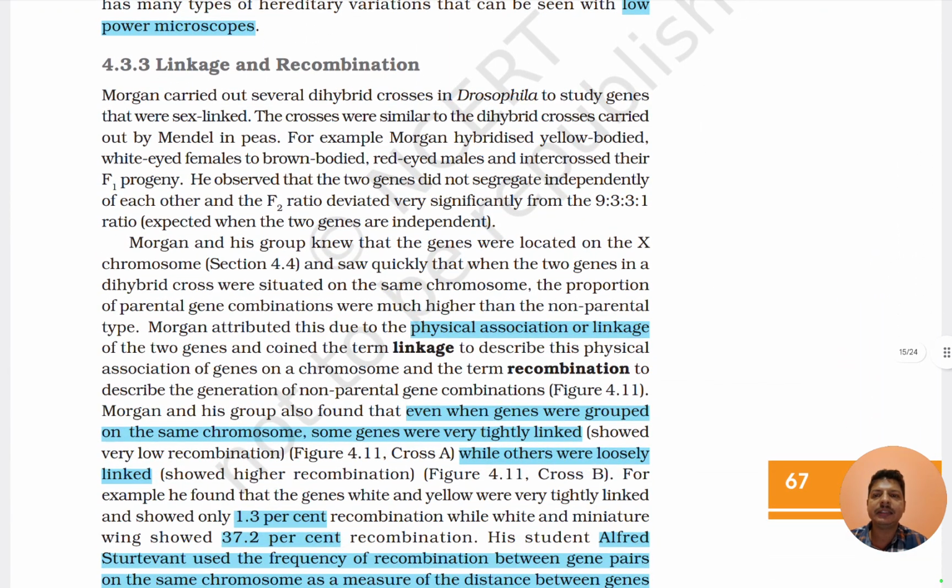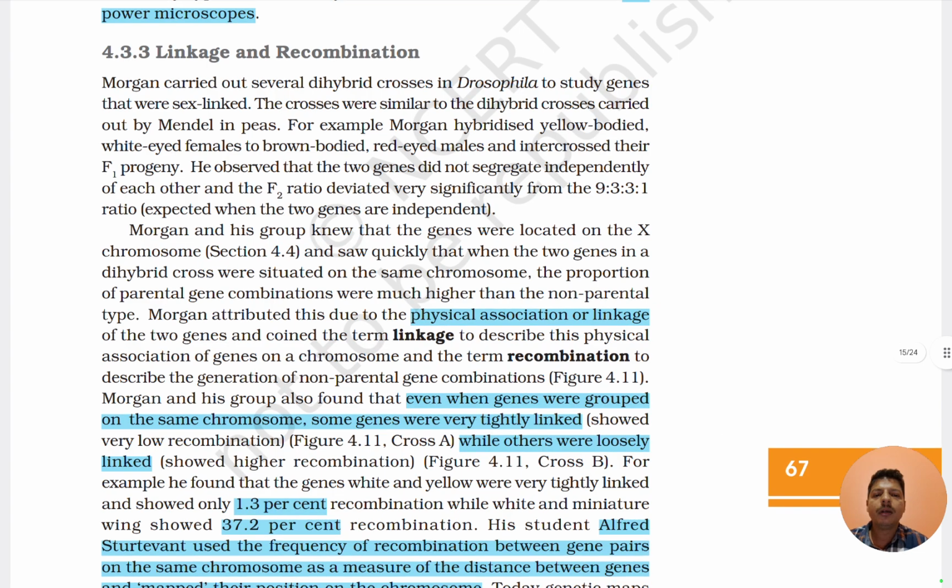Then, linkage. Morgan attributed this to the physical association of the two genes and coined the term linkage. And to describe this physical association of genes on a chromosome, the term recombination is used, which we describe in a proper way.